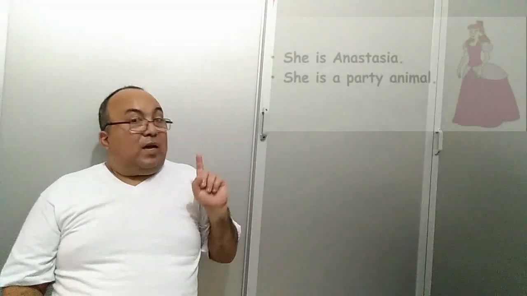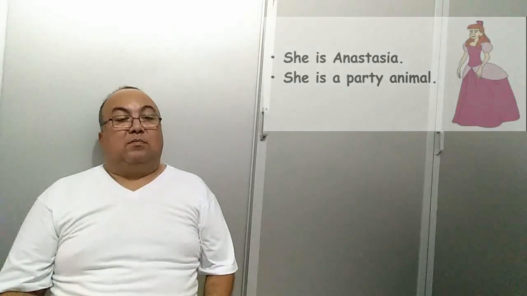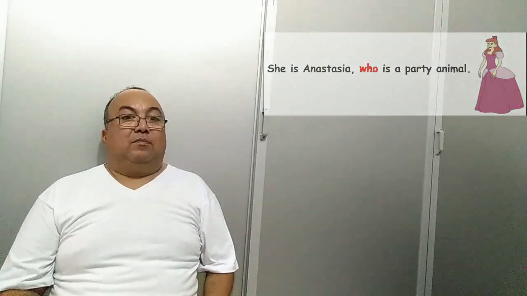Second example. Two little sentences. She is Anastasia. She is a party animal. With the help of the relative pronouns, we can build a new sentence that says, she is Anastasia, who is a party animal. Why do we use who? Easy, because Anastasia is a person.